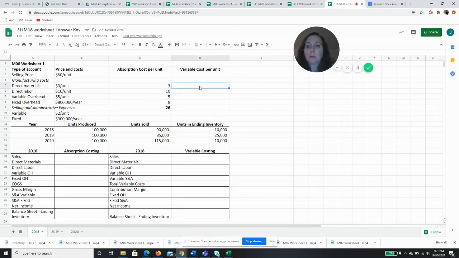When we do our variable cost per unit, we still have $3 of direct materials, which is variable. We have $10 per unit of direct labor, which is variable, and we have $5 per unit of variable overhead, which is variable, but we do not have any fixed overhead. Because remember, under variable costing, we are going to expense our fixed overhead, so we're not going to include it in our product cost. So we're going to add that up, and our product cost under variable costing is $18 per unit.